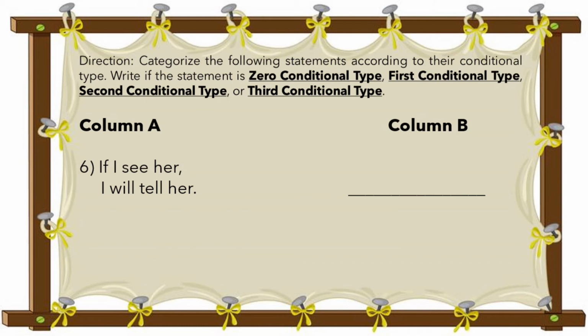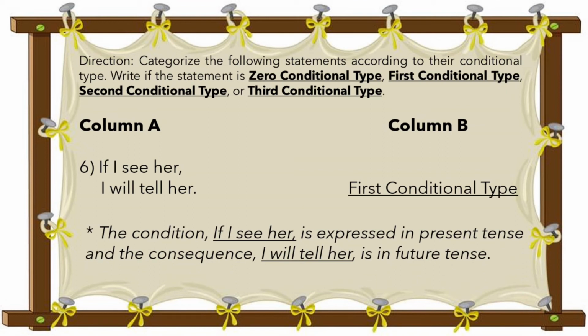Number 6. If I see her, I will tell her. Your answer is... very good. It's first conditional type because the condition, if I see her, is expressed in present tense, and the consequence, I will tell her, is in future tense.